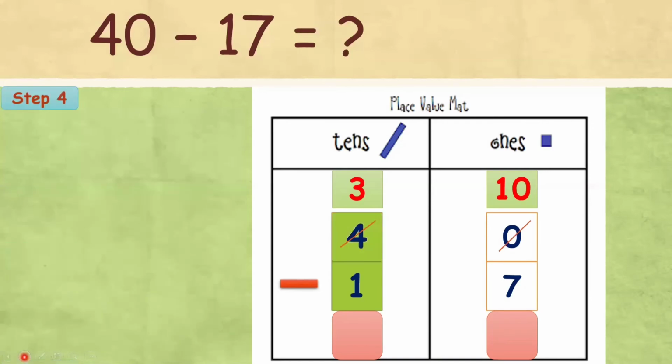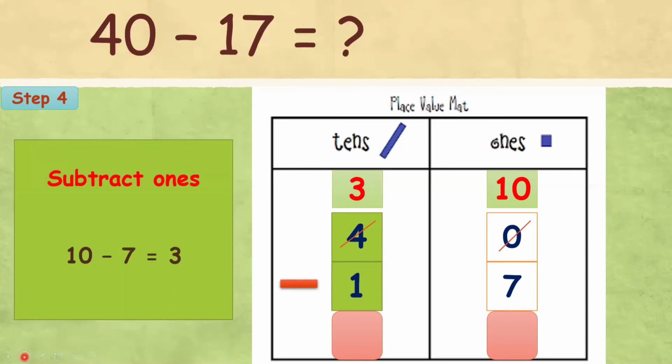Our step number 4. Now, we'll subtract ones. So, in ones place, the number is 10 minus 7. 10 minus 7, you get 3 ones. So, write 3 in the ones column.